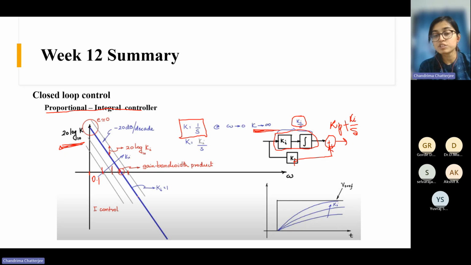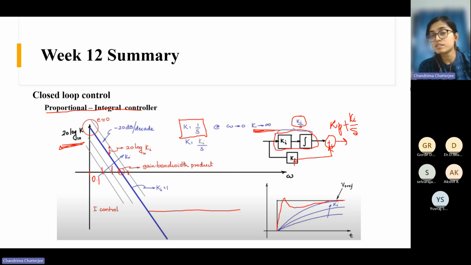If we add a proportional term like Kp here, the transient will be something like this, and then it will settle. So your settling time will be lower, and your transient performance will improve. Then the frequency response will not be like this. Then it will come here and then it will get flattened out, right? Because you can see we are adding a 0.